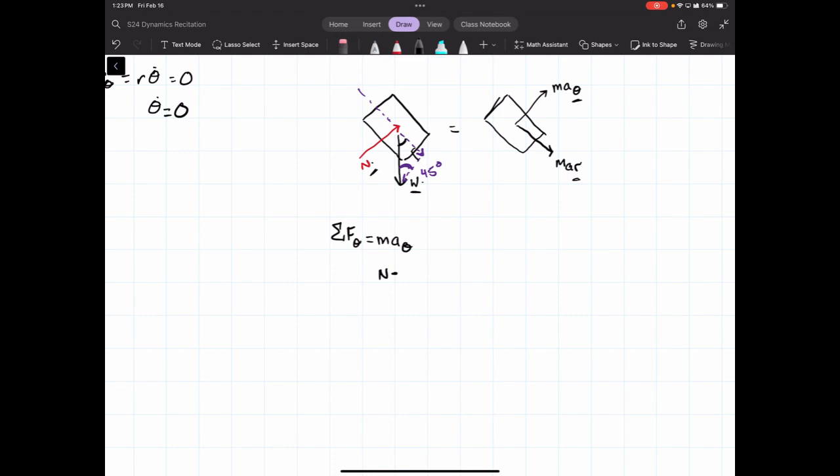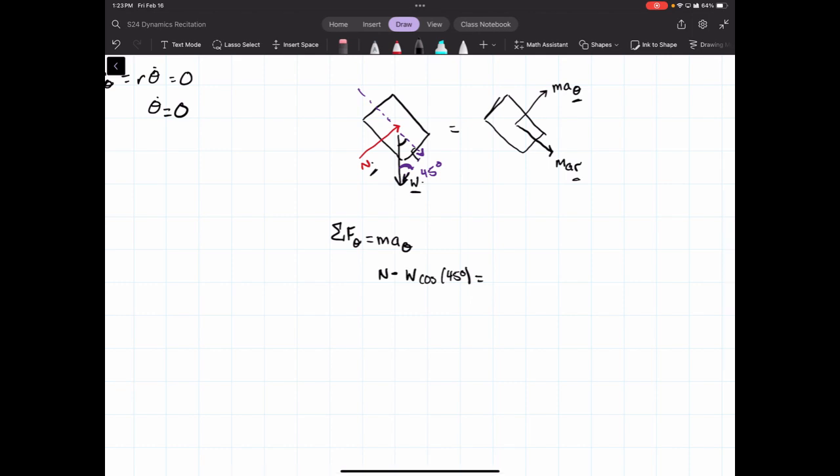So we can say that our weight, the theta component, is going to be in the negative theta direction, so it's going to be minus because our arrow was pointed that way. And then it'll be cosine of 45 degrees, but it doesn't really matter. You could use sine too because both angles are 45 degrees.